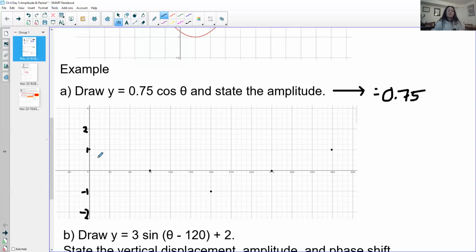Now, these values, hopefully you don't need me here. I'll always put them in for you if you need them, but you don't really need to put all these extra points once you've got the general idea of what your curves look like. So there's our basic cosine function.